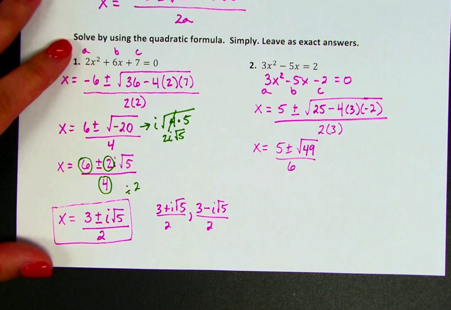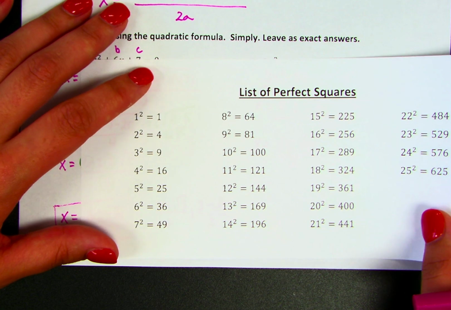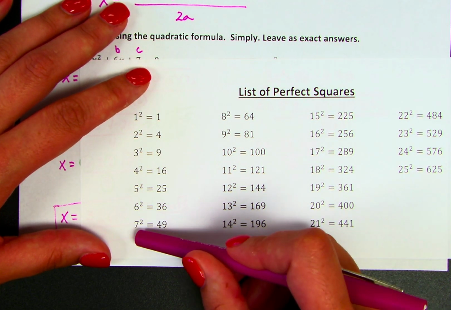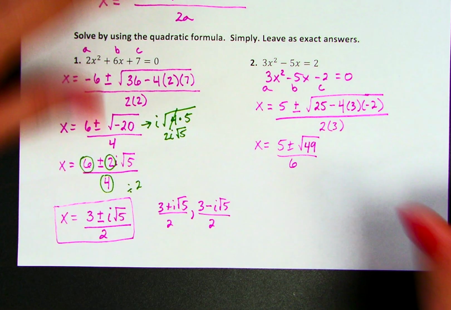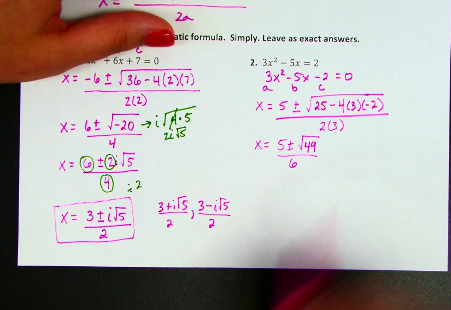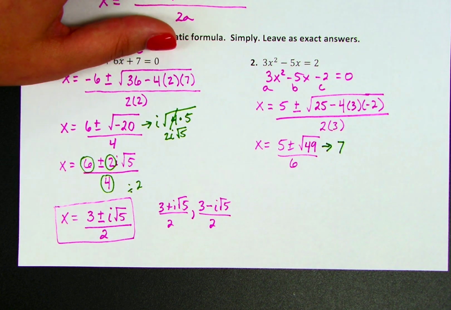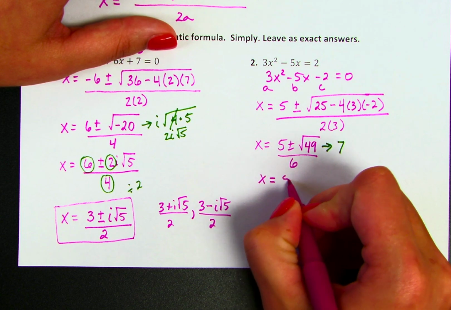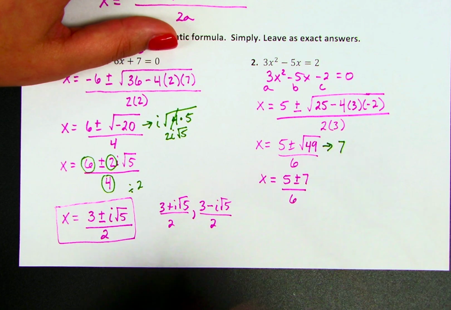So next, if we can simplify our square root, that's what we would do next. So again, if you need to check your list, our 49 is on it. So the square root of 49 is 7. So that means on the next step, I'm replacing that 49 with the 7. Okay. So if you need to, off to the side as part of your work, we can say that that is 7. Okay. So this will be x equals 5 plus and minus 7 over 6.